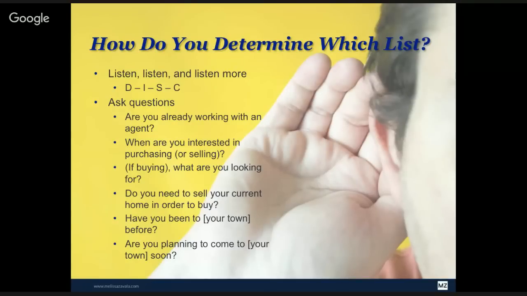So when you listen to them, you want to figure out if they're high D, high I, high S, or high C. What I mean by that is, are they very dominant in the conversation? Do they know what they want? Are they very interpersonal or interactive? Are they very stable or very cautious? And using the Tony Robbins DISC profile, if you're familiar with it, you can really hear what a client wants or needs if you listen to them talk more than you speak.